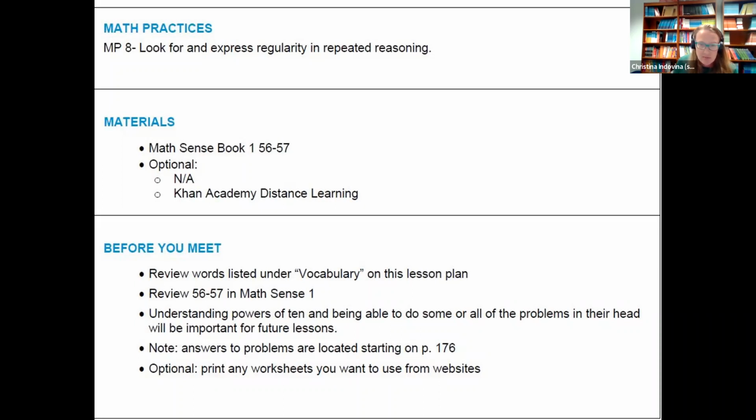Before you meet, these are usually repetitive: review the words listed under vocabulary, and review the pages in the textbook before you meet. Understanding the powers of 10, you see that line, that third bullet is on all of the lesson plans. It tells you what you should review that's new in this lesson. This tells everyone, hey, the answers start on page 176, and then any optional worksheets or websites.